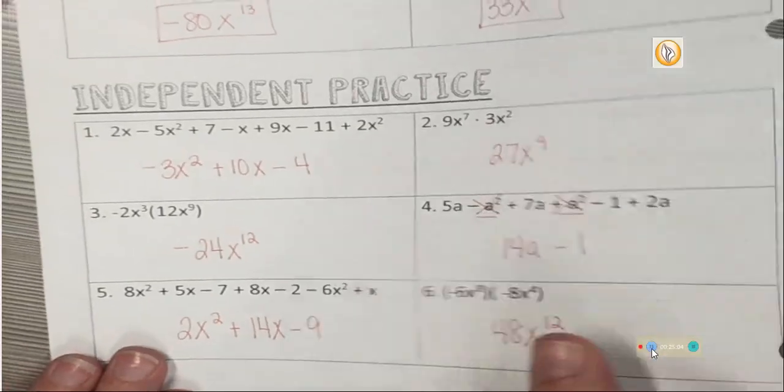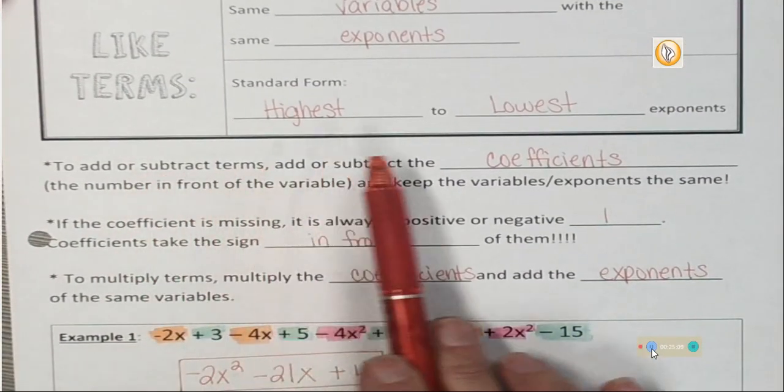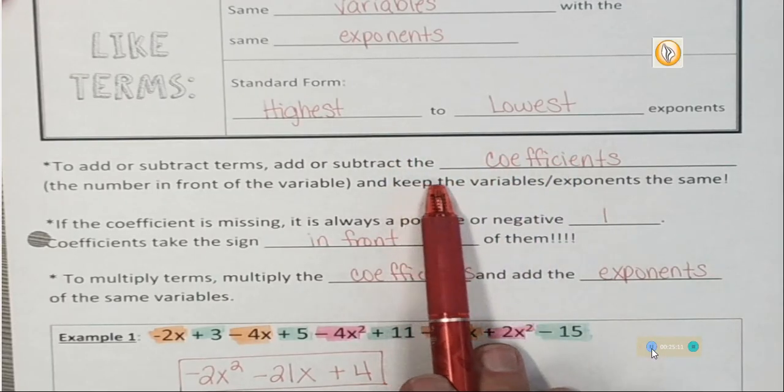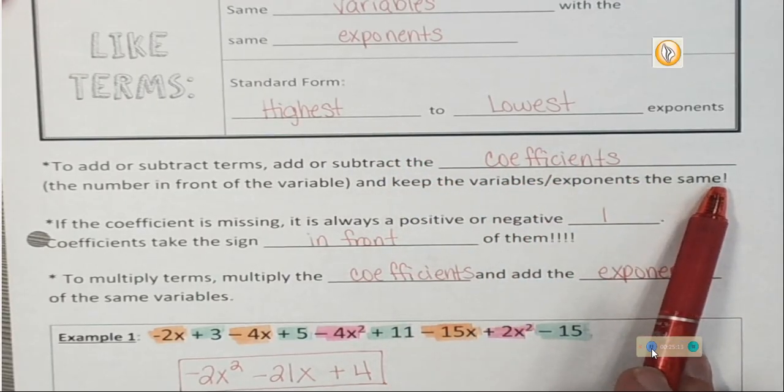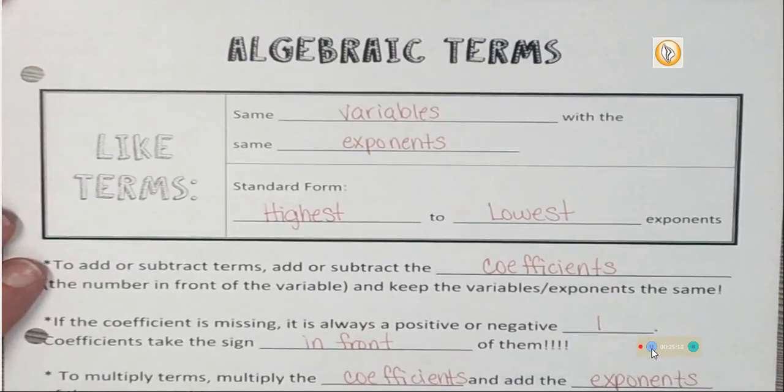That sums up what we need to remember, which was, if you add or subtract terms, you're going to add, subtract the coefficients, and keep the variable and the exponents the same. If you multiply, you're going to multiply the coefficients and then add those exponents.